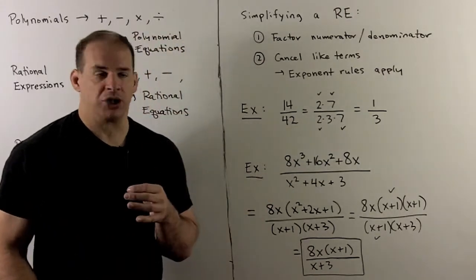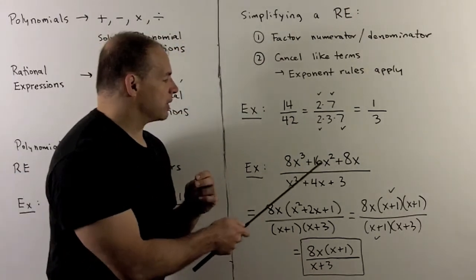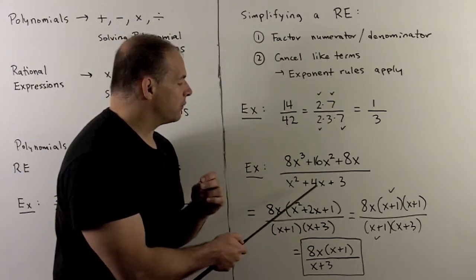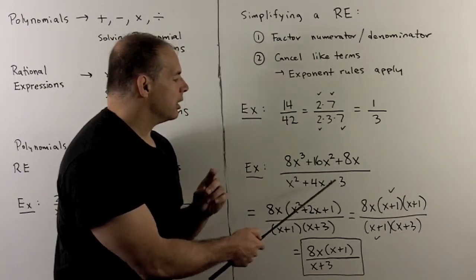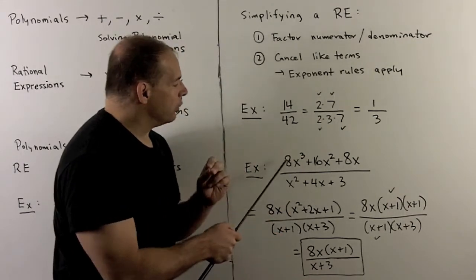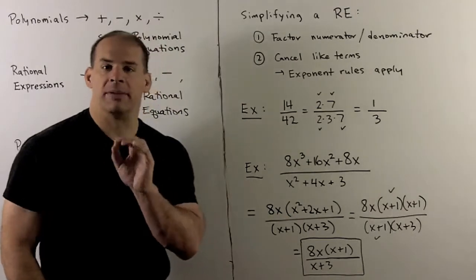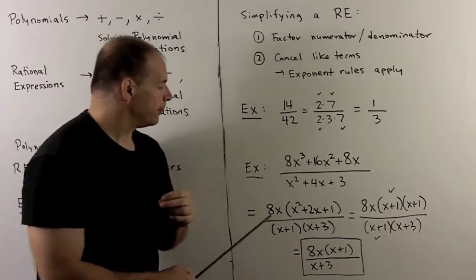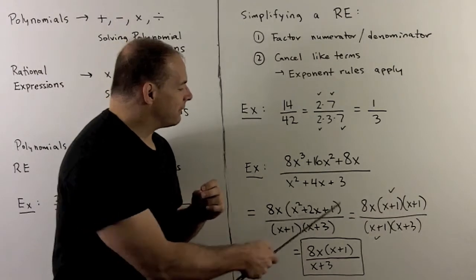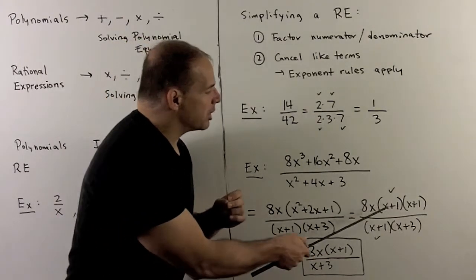For a rational expression, let's try 8x cubed plus 16x squared plus 8x over x squared plus 4x plus 3. So we want to completely factor numerator and denominator. Out of the numerator, the greatest common factor is 8x, so I pull it out. That leaves me with x squared plus 2x plus 1. I identify this as a perfect square. That's x plus 1 squared.